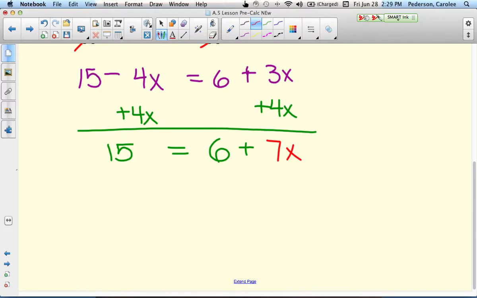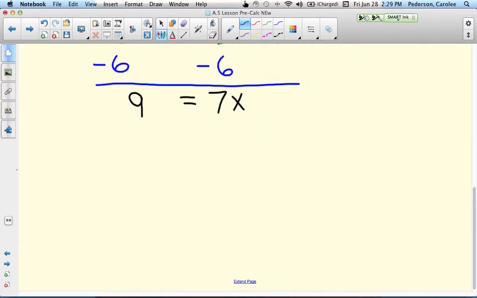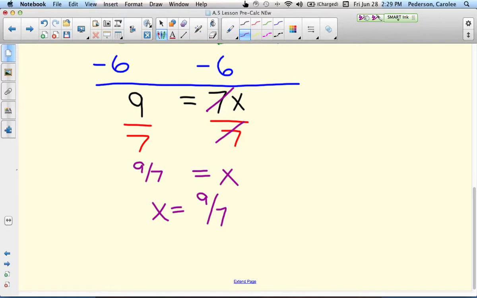Now we need to get the constants together, so I'm going to subtract 6 from both sides. And we're left with 15 minus 6 is 9. The 6's will cancel out on the right. And then we're left with 7x. Last step is divide both sides by 7. Divide by 7, divide by 7. 7's will cancel, left with x, and then 9 sevenths. I like to write my variable first, then my answer. So x equals 9 sevenths.